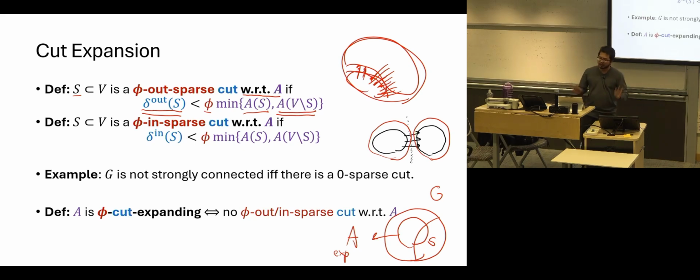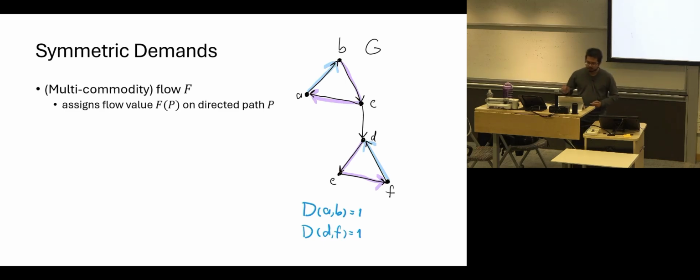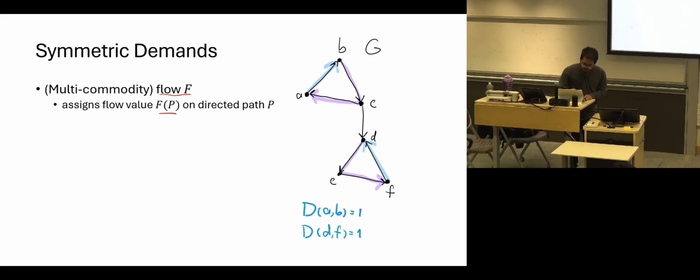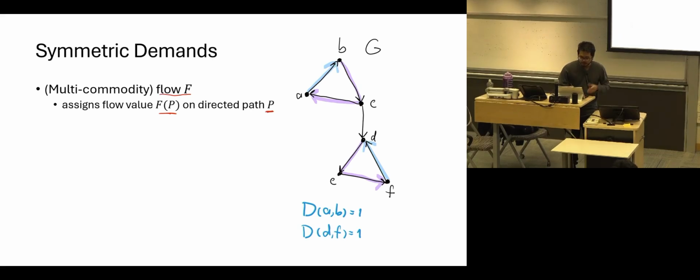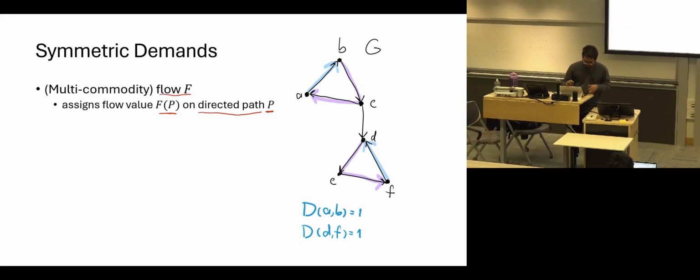Okay, so now let's talk about flow expansion. To talk about flow expansion, we need to talk about flow and demands. Again, a multi-commodity flow F assigns flow value on paths. But here the graph is directed, so it assigns flow value on directed paths. For example, this is one path here, another path here, one path here, another path here.